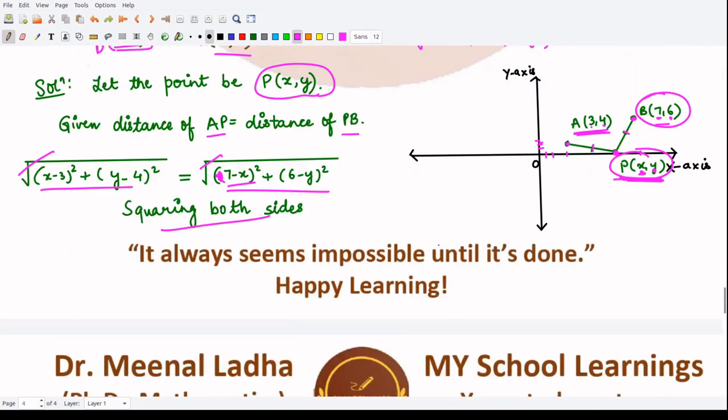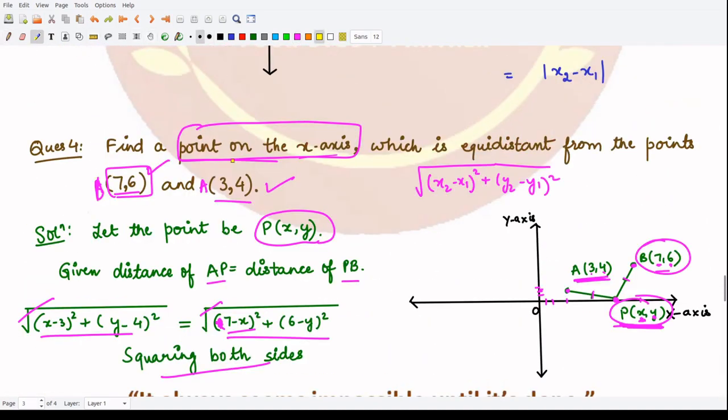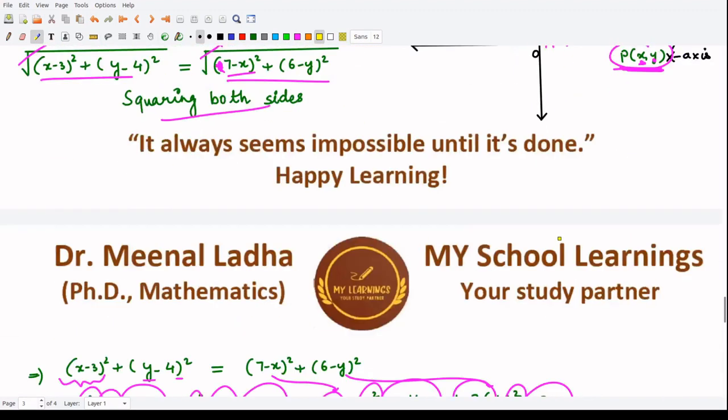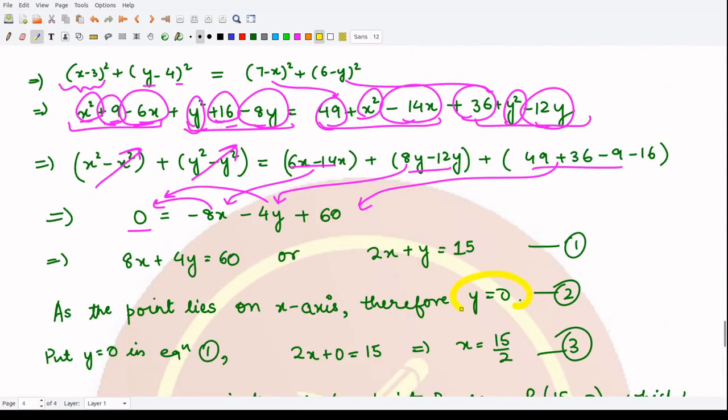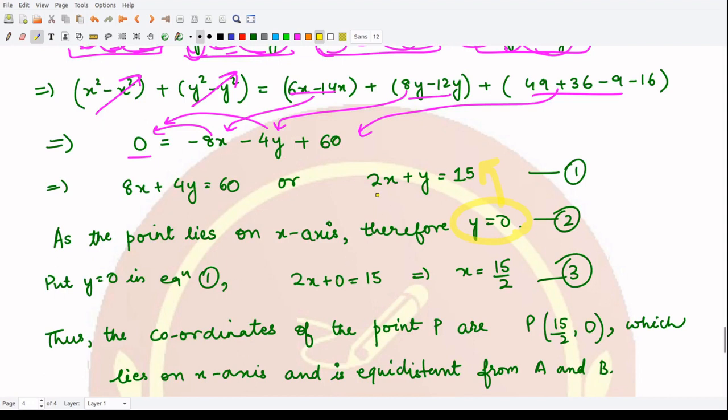Now because in the question it is given that the point lies on the x-axis, what does it mean? It means that the y coordinate here is 0. So y is 0. We can substitute the value in our equation 1 so that we have 2x plus 0 equals 15. Solving for x, you get x as 15 upon 2. Therefore, the coordinates of the point P are 15 upon 2 comma 0, which lies on the x-axis and is equidistant from the points A and B.